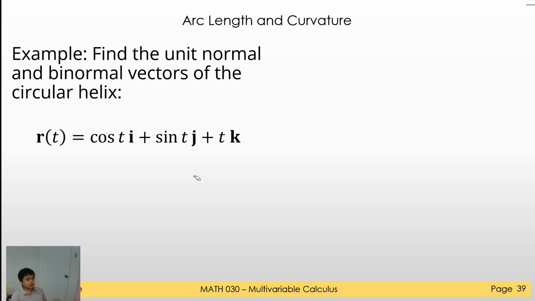Okay, so find the unit normal and binormal vectors of the circular helix. Actually, this is from the previous example. Now, how do we find the unit normal vector? The unit normal vector, we have N of t, which is equal to the unit tangent vector's derivative over the length of the unit tangent vector's derivative.